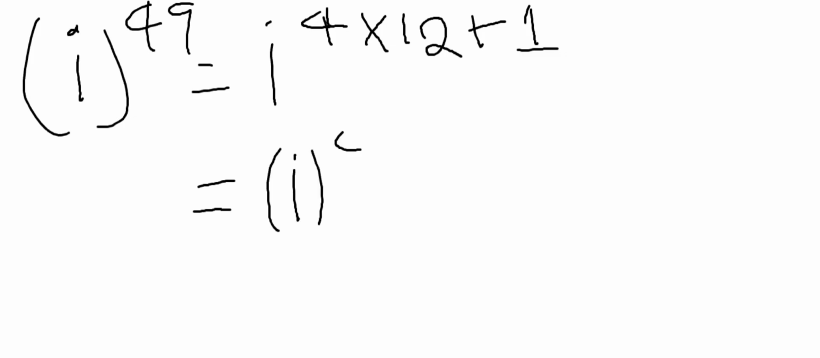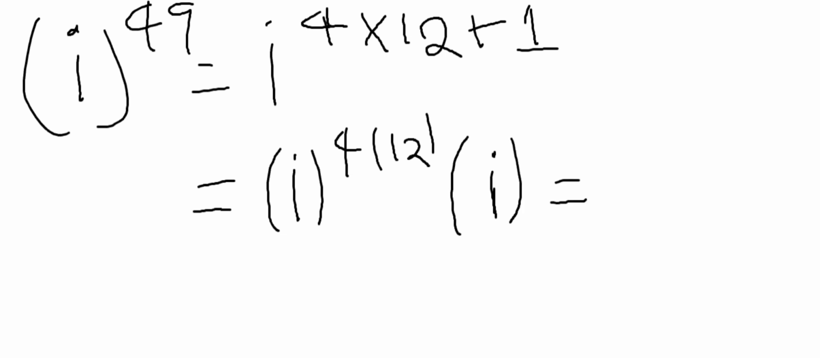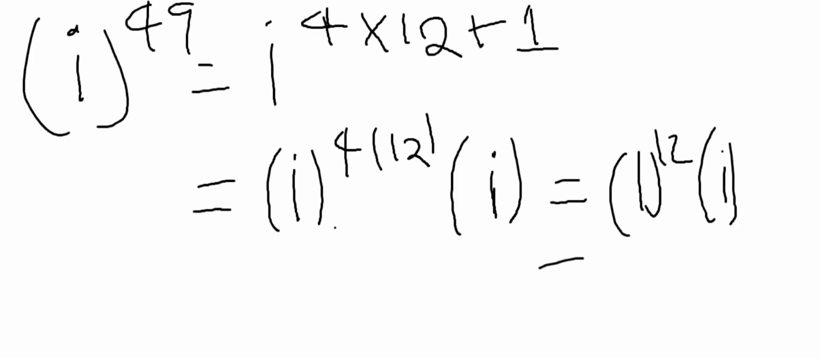Which in simpler terms, we can write like this. Are we following? We find that i^4, i to the power 4, is just the same as 1. So we get 1 to the power 12 multiplied by i, which is just the same as i.